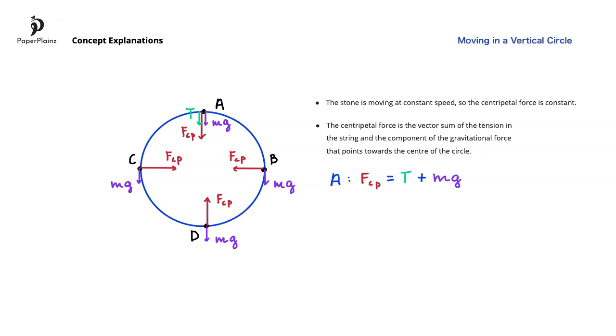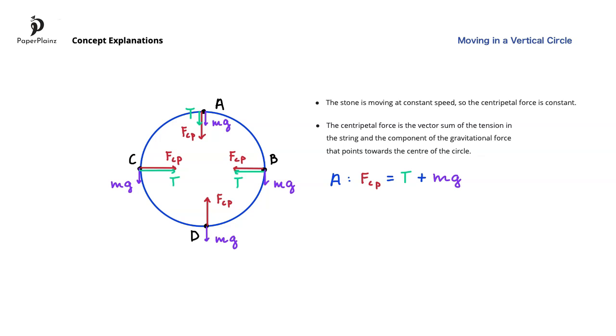At points B and C, the centripetal force is horizontal, and as usual, the gravitational force is pointing vertically downwards. So at these points, the gravitational force does not contribute at all to the centripetal force. Therefore, the tension in the string is equal to the centripetal force and can be drawn like this.